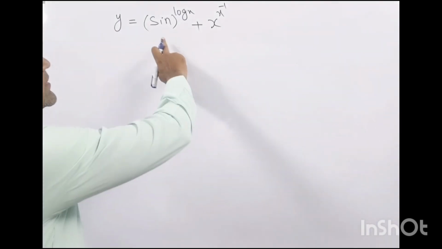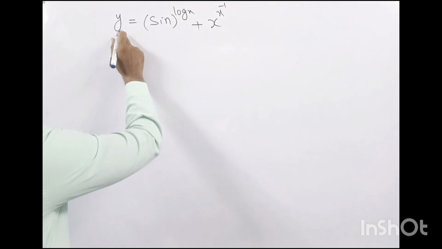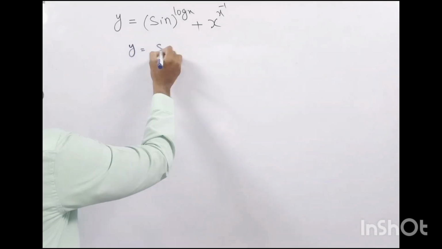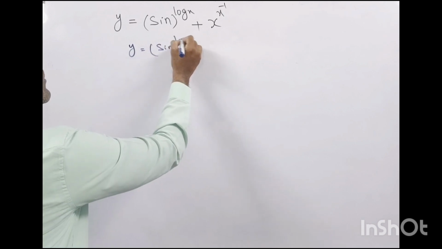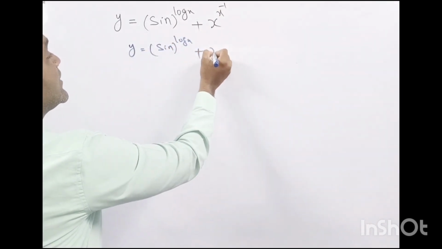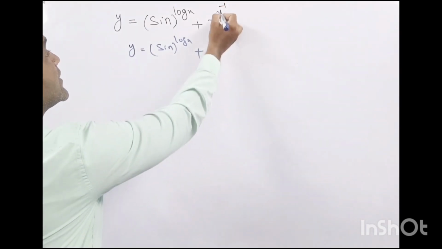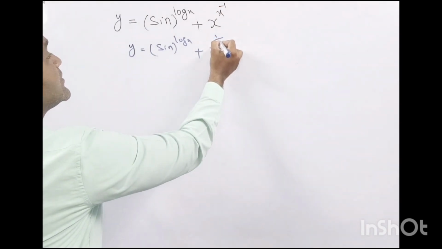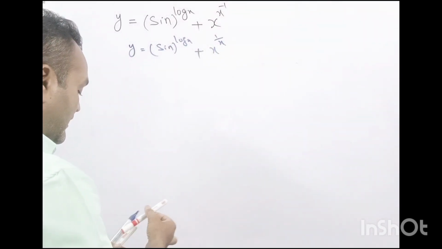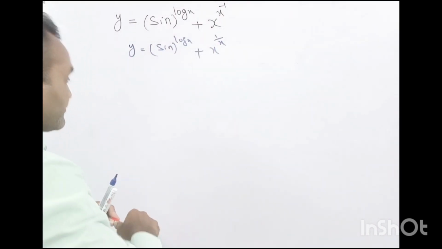Friends, let us take the second example. This is y equals to this function. What we'll do, y equals sine of log x plus x power x minus 1. Here we can write this thing, x power minus 1 can be written as 1 by x. Now this is x power 1 by x. So again we will use the same formula.